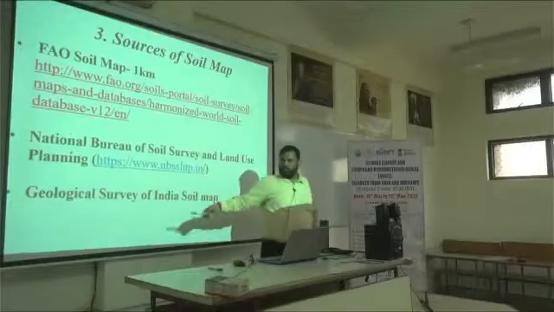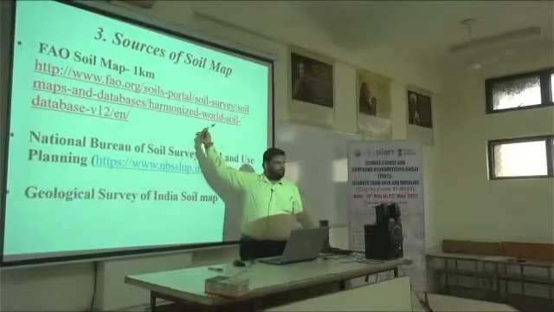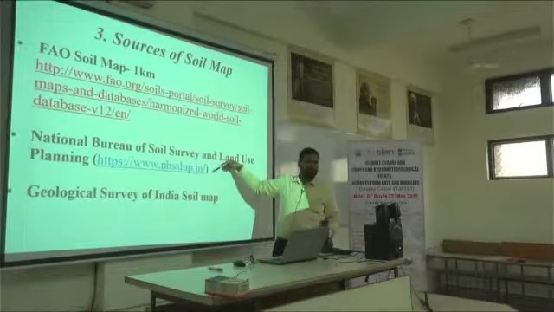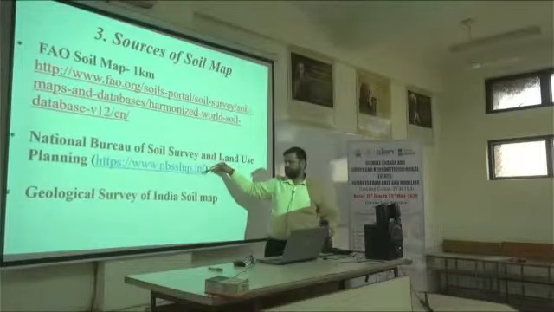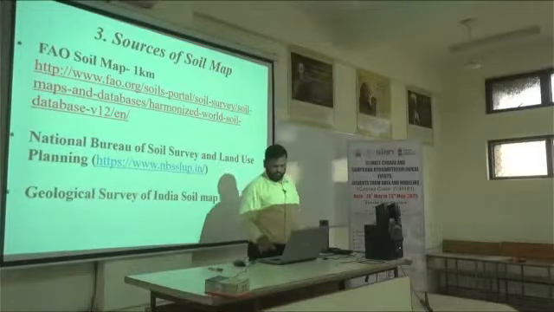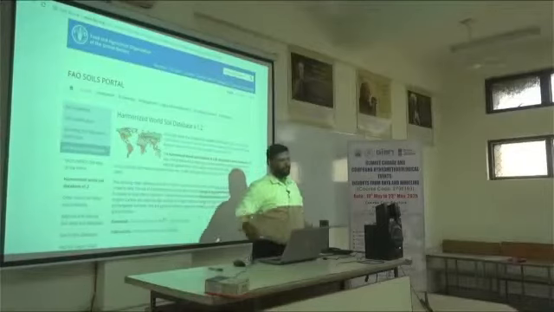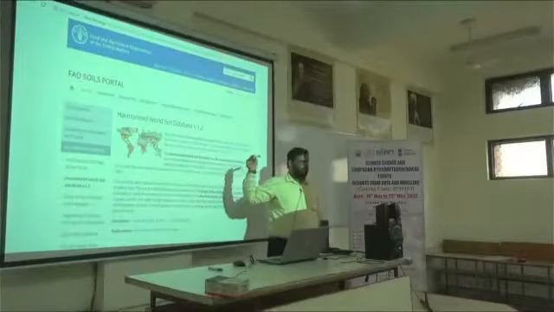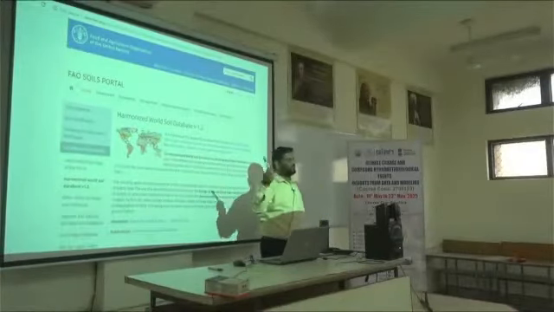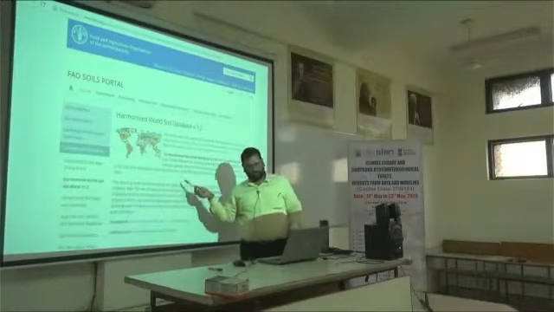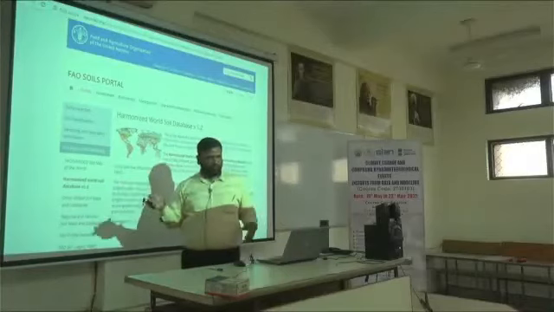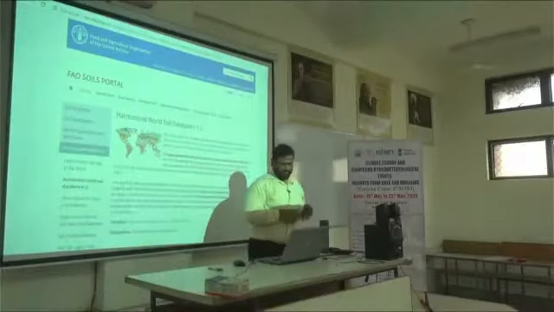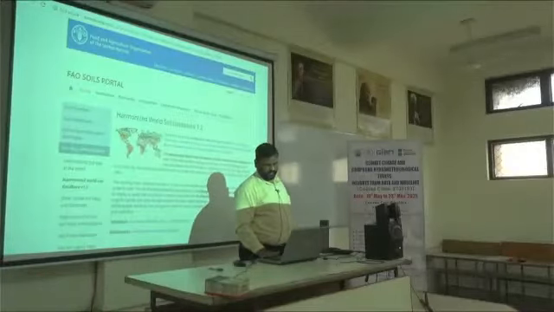Then from FAO you can get the soil map, or the alternative is the National Bureau of Soil Survey and Land Use Planning maps. From this you can get the soil maps. So this is the link for your soil map. You will get the download options here. Along with the data you will get the raster file as well as the database. So while doing some kind of modeling, you have to integrate that database with your raster image. So you should know some basics of GIS also.